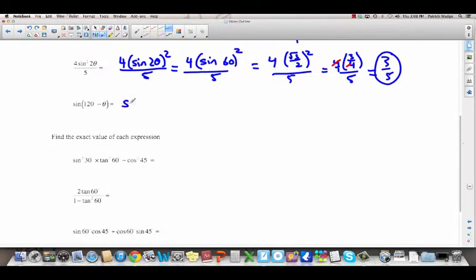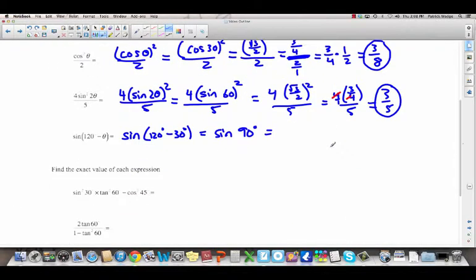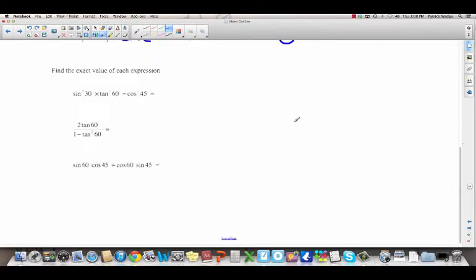Alright, here we go. Sine, this means 120 degrees minus, what's theta? 30 degrees. So this is the same as sine 120 minus 30 is 90 degrees. What's sine 90? Sine 90 is 1. The answer is 1. Okay, a few more and we're done.